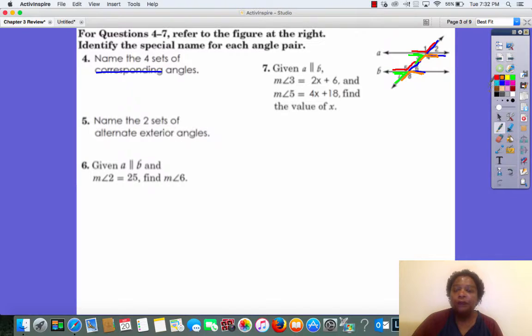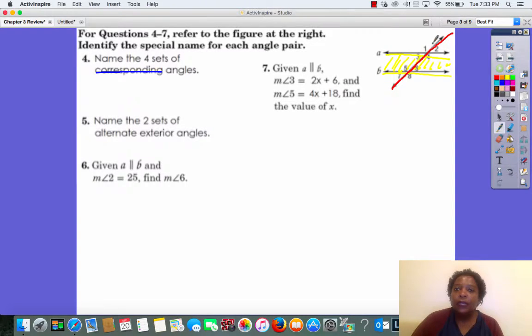Number 5. Name 2 sets of alternate exterior angles. Now with alternate exterior angles, think about the location. You have your 2 parallel lines, and here's the space in between the two lines. So this is going to be the interior. Anything outside is going to be exterior. I have my transversal going across my two parallel lines. So for alternate exterior angles, I have to cross that red transversal to get from one to the other.